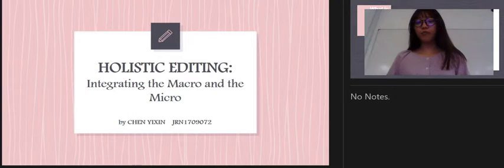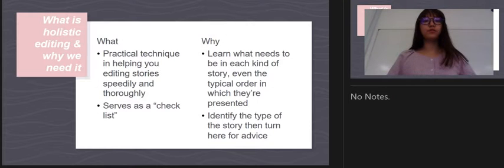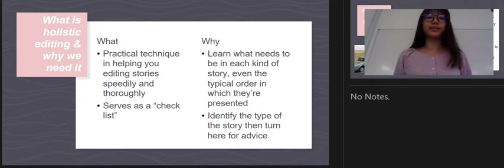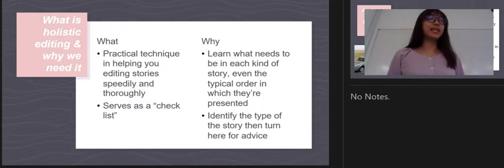Today I'm going to cover the topic of holistic editing. First we have to figure out what holistic editing is and why we need it. Holistic editing is a practical technique that helps you edit stories speedily and thoroughly, and it can serve as a checklist.